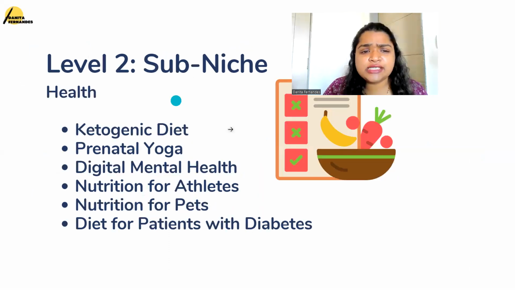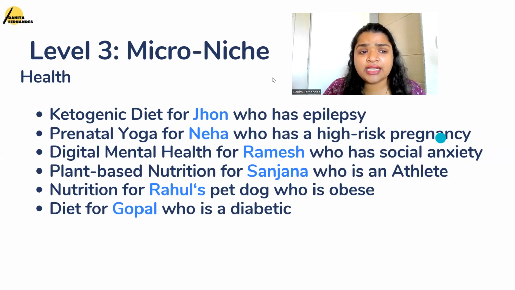So this was just in a sub niche, it was just ketogenic diet. But for whom? Ketogenic diet could be for multiple people. So this micro niche is specifically defining who this ketogenic diet is for. Digital mental health could be for a variety of reasons. It could be for people who are addicted, who have social anxiety, who have depression, who have ADHD. It could be for a variety of reasons. But in the micro niche, you define the exact person this is for.